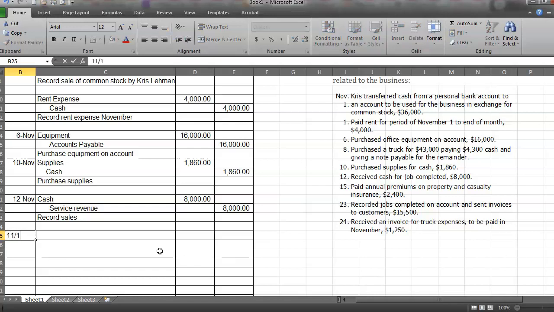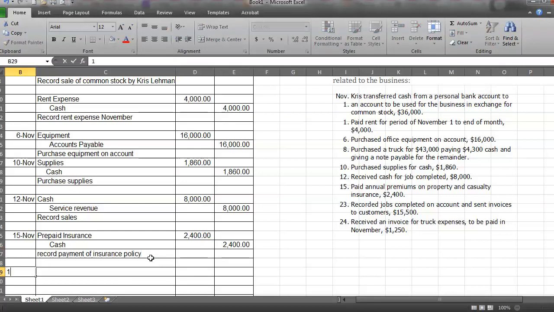So on November the 15th, we are going to pay premiums on property and casualty insurance. Now, definitely we want to make certain that we show we paid something. Whenever there's something being paid, you have to assume, unless it's telling you to the contrary, that cash went out the door. But we paid annual, so we paid it in advance. We have not used this insurance yet. We're paying for 12 months worth of insurance. So I'm going to put on here, payment, record of insurance.